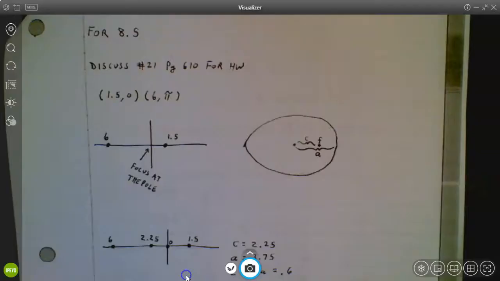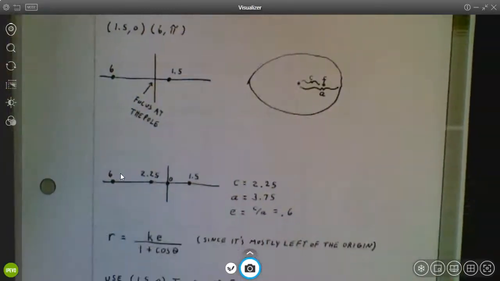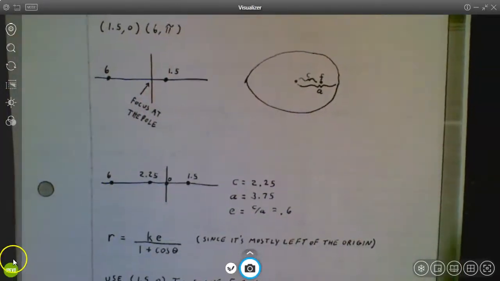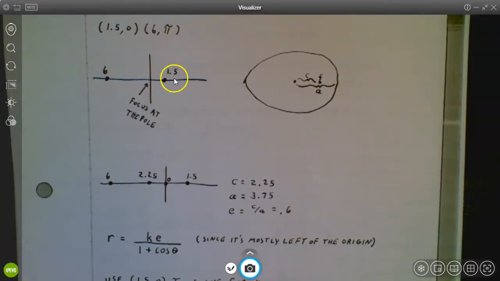And so I have some of that laid out for us already here. So we have a focus right there at 0, 0. They gave us the 1.50, and then if I went 6 and then pi, I would have this guy right here. Okay, and so they're giving us that information. So we can see on this one that if those are the two endpoints, if I add them up and divide by 2, I can see the center of this ellipse is at 2 1/4, and from that I can pull out all my values that we needed right here, right?